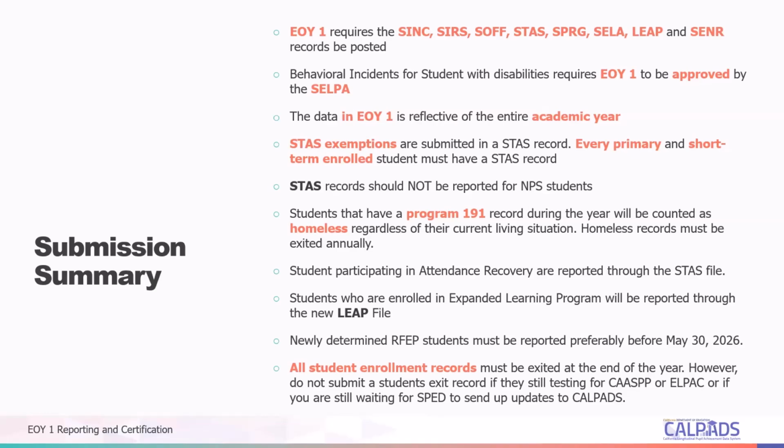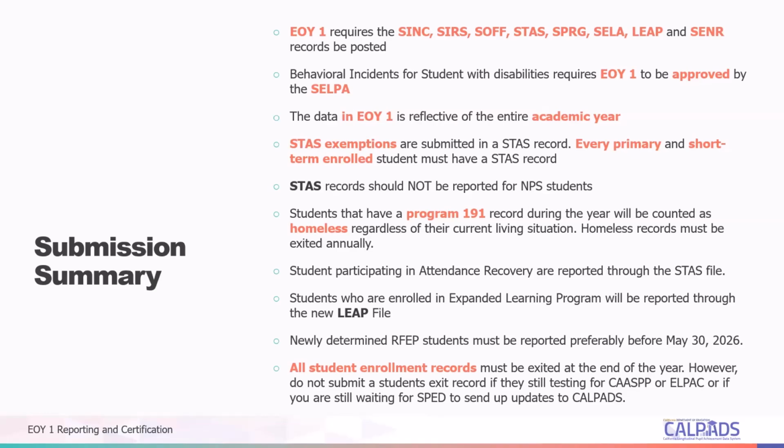STAS exemptions are submitted in the STAS record. Every primary and short-term enrolled student must have a STAS record. Exemptions are a yes or no value. No student with a primary or short-term enrollment can be missing a STAS record. They are exempted from absence and attendance calculations. STAS records should not be reported for NPS students.